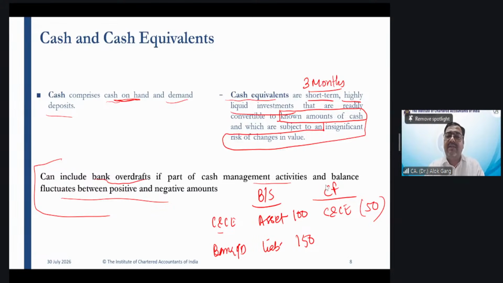How will you give that reconciliation? A reconciliation is required to be given for this cash and cash equivalent. And how will you provide this reconciliation? Cash and cash equivalent as per cash flow statement, which is negative 50. Add bank overdraft 150, right? Then cash and cash equivalent as per balance sheet. This is how you will show the reconciliation.